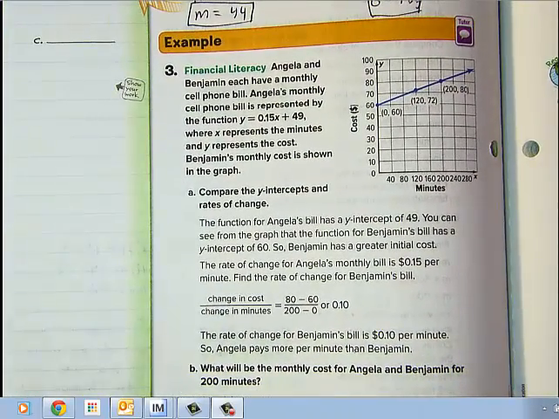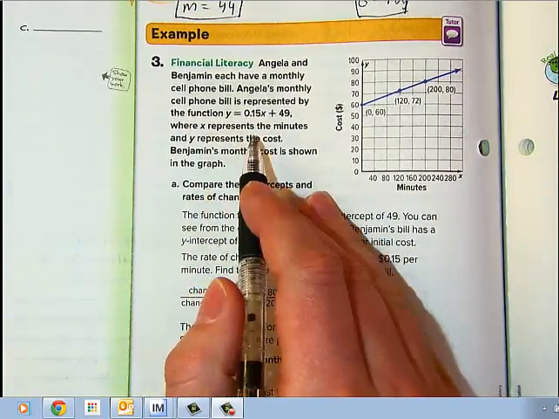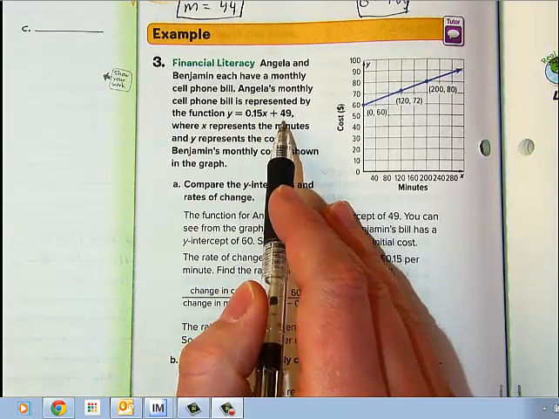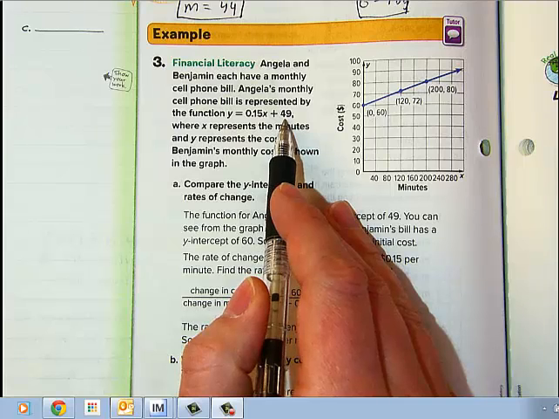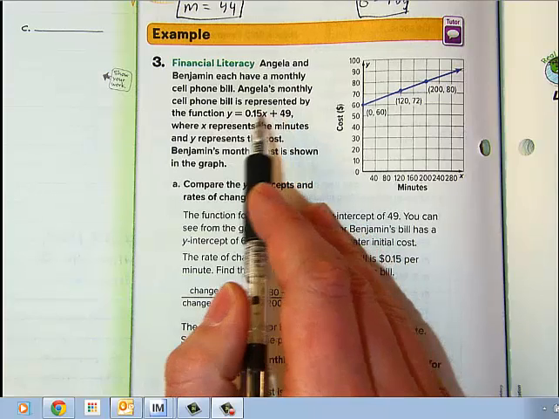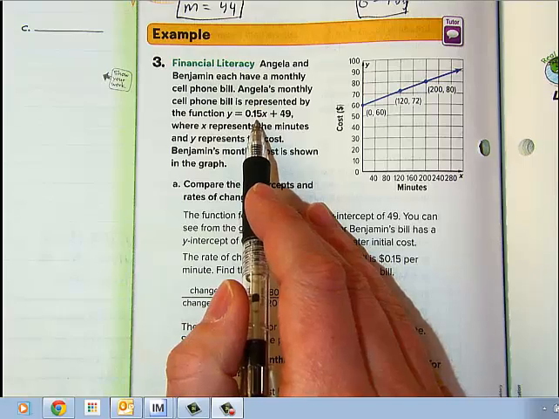Number 3 says, Angela and Benjamin each have a monthly cell phone bill. Angela's monthly cell phone bill is represented by the function y equals 0.15x plus 49, where x represents the number of minutes and y represents the cost. So basically it's $49 just to have the phone. That's your b. That doesn't change. No matter how many minutes you use, it's $49 to have the phone. And then it's 15 cents a minute for every minute that you actually talk on the phone.